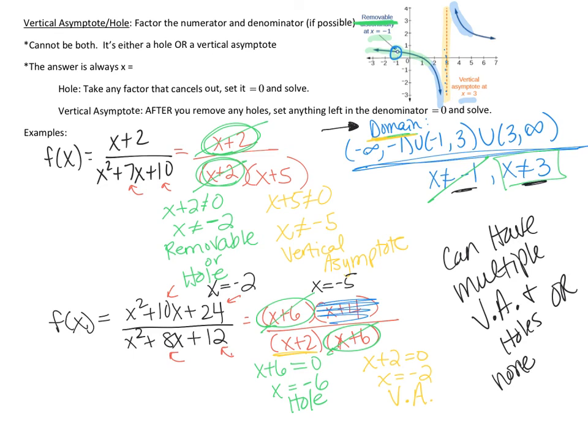So sometimes I might end up not getting to cancel anything and I have 3 vertical asymptotes. Sometimes I might cancel everything and all I have are holes. Maybe I have some that cancel and some that don't. All right, so just remember, it's not always going to be, oh, one of them has to be a vertical asymptote and one of them has to be a hole. It doesn't have to work like that.